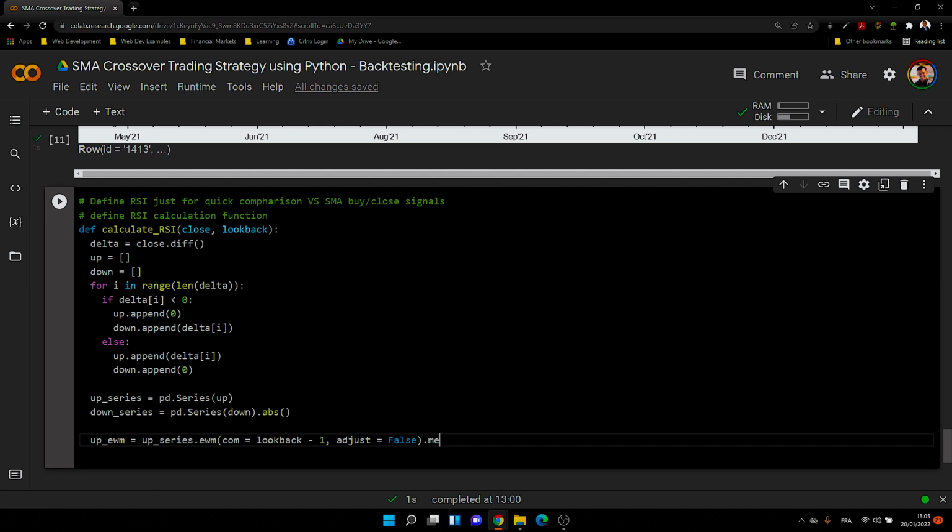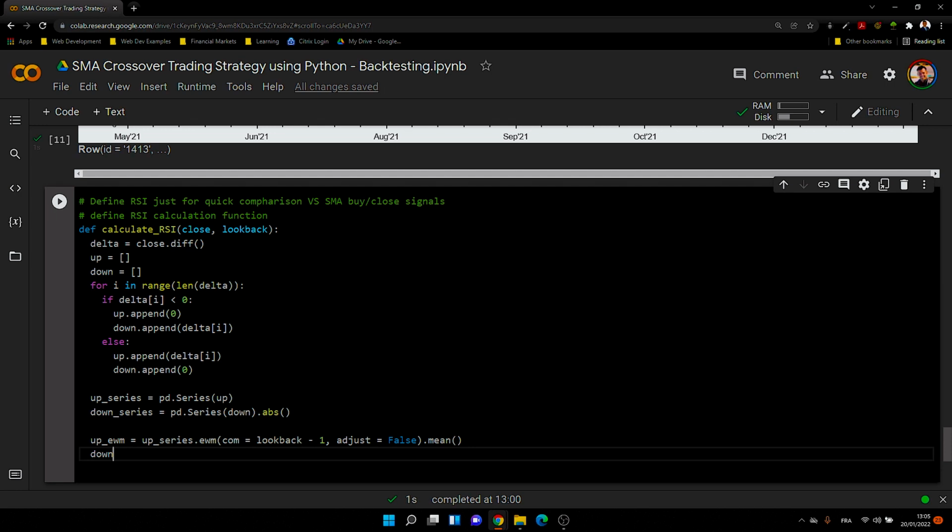And we'll take the mean of this series, and then do the same thing for our down exponential moving average, which will take in our down series, upon which we also calculate the exponential moving average with the same lookback periods minus 1. To this, we'll also pass in that adjust will be equal to false, and we'll calculate the mean on this. That gives us the mean downwards exponential moving average.